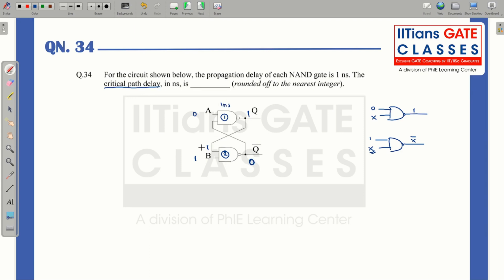That means 1 nanosecond for this input and 1 nanosecond for processing both the inputs to get 0. So in total 2 nanoseconds. So the critical path delay is what? It is your 2 nanoseconds.